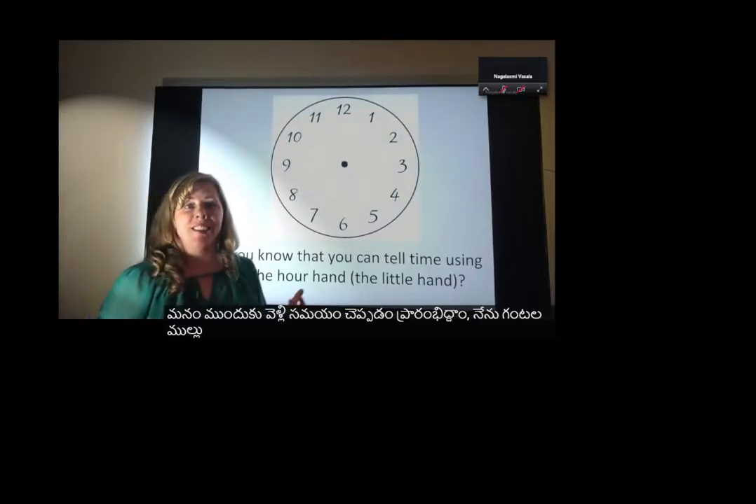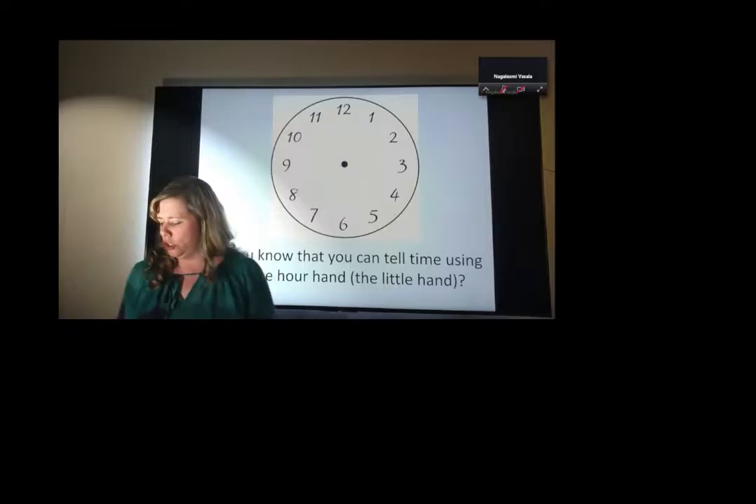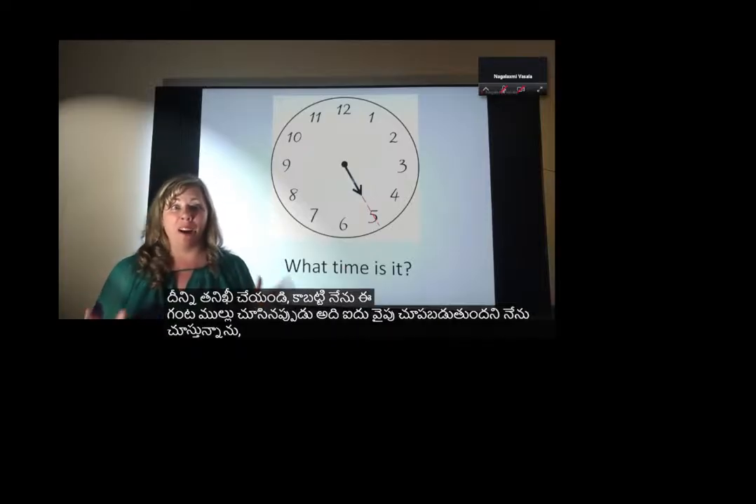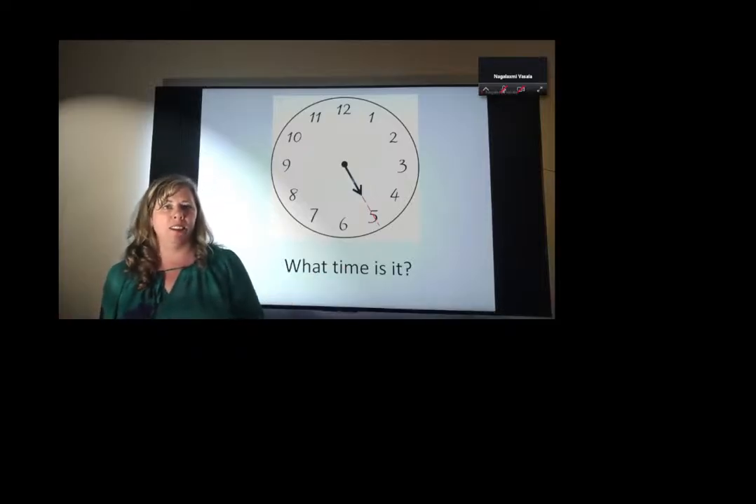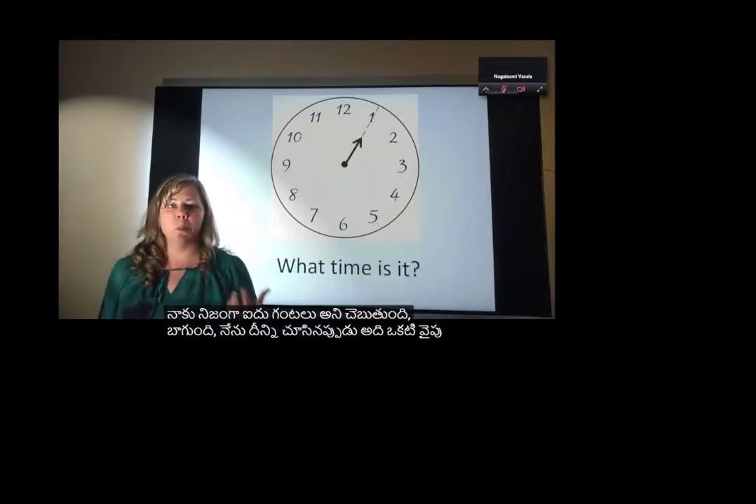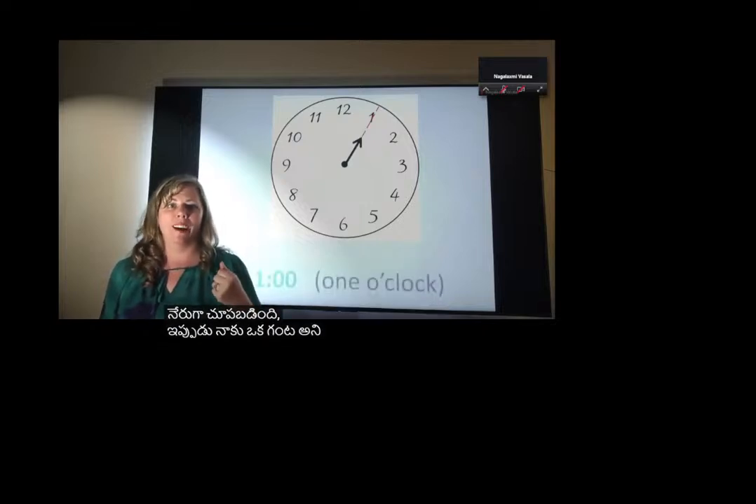I can actually tell time by only looking at the hour hand. Check this out. So when I look at this hour hand, I see it's pointing right at the 5. That tells me it's actually 5 o'clock. Cool, right? And I look at this one, it's pointed directly at the 1. Tells me it's 1 o'clock.